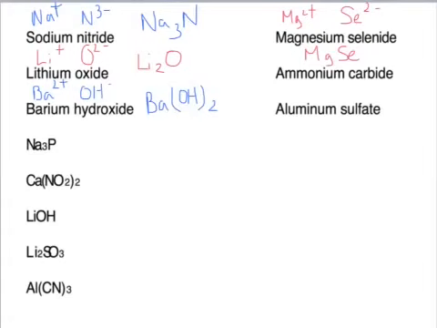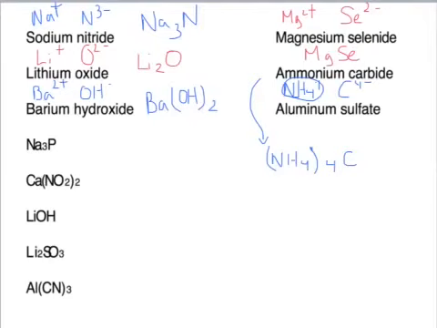Next one is ammonium carbide. Remember, ammonium is a tricky one. Ammonium is actually not on the periodic table. It's a polyatomic ion. It's NH4+. Carbide is carbon with 4-. So to make it neutral, you'd need 4 of the ammoniums. So to write that out, kind of running out of room here, I'm going to write it underneath. So NH4, parentheses, 4 of those, and then carbide.